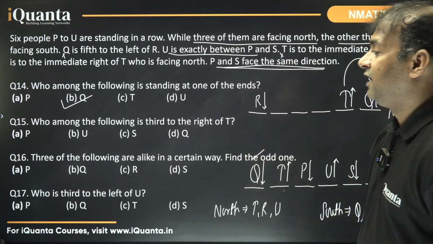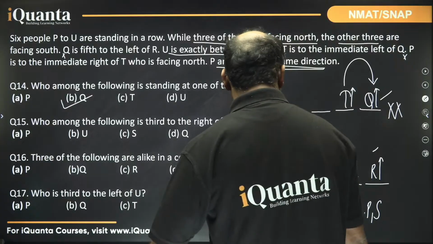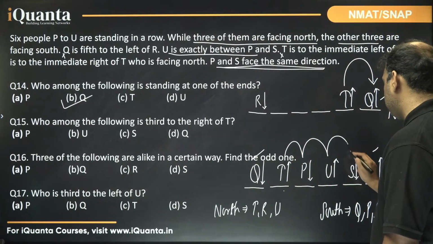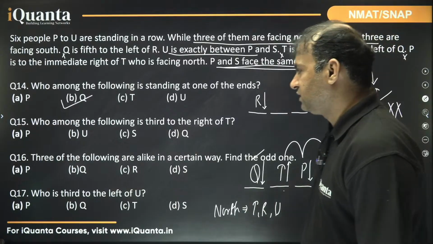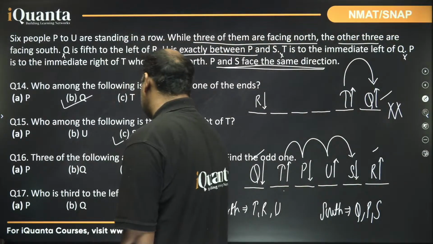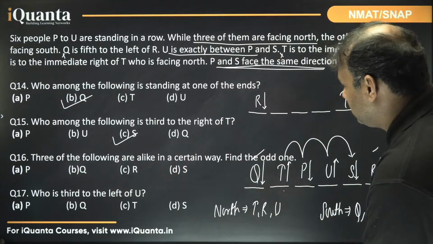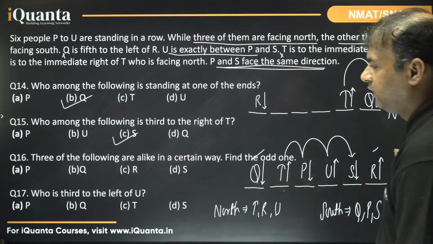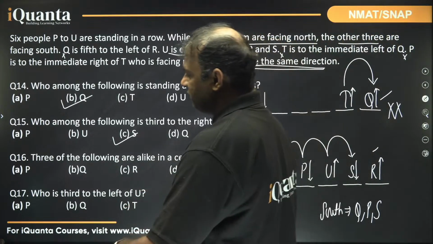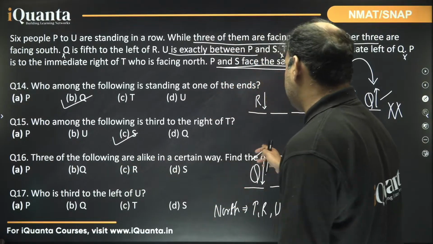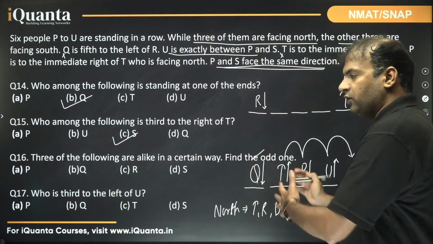Question 15, they are asking who among the following is third right of T? T is facing north. Third right of T must be here, which is S, right? We can say this is S, which should be option number C, right guys? S is option number C, simple. Next question, the 3 of the following are alike in a certain way, find the odd one. Okay, this is a very common kind of question, they are asking that 3 options are alike in a certain way, find the odd one, or you can say find the odd option, right?